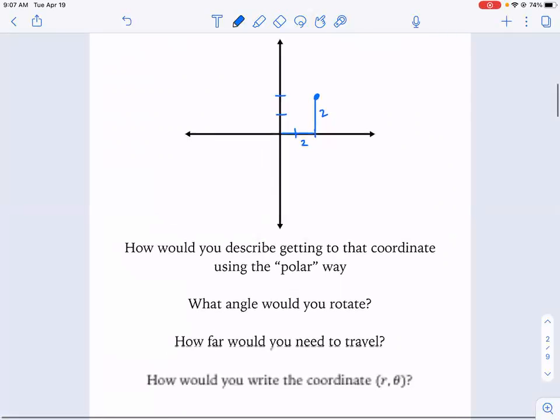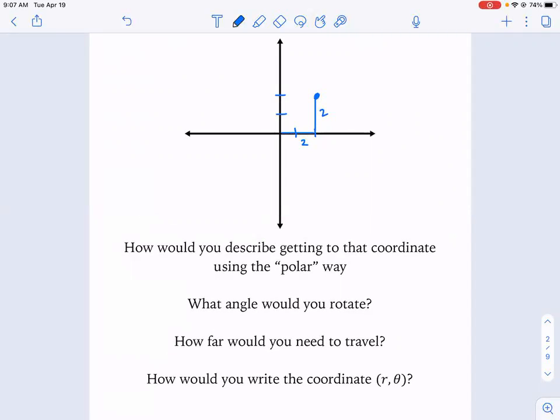Now this is what I want you to do. Given what we just talked about with polar, how would you describe this using the polar way? In order to get to this blue dot, how far would we have to rotate? How far would you need to travel out from the origin? And how would you write it? I'm going to give you about 2 minutes for you and your pod to talk about what you think needs to happen in order to get to that coordinate by rotating an angle and then walking out to that coordinate. Talk about it.